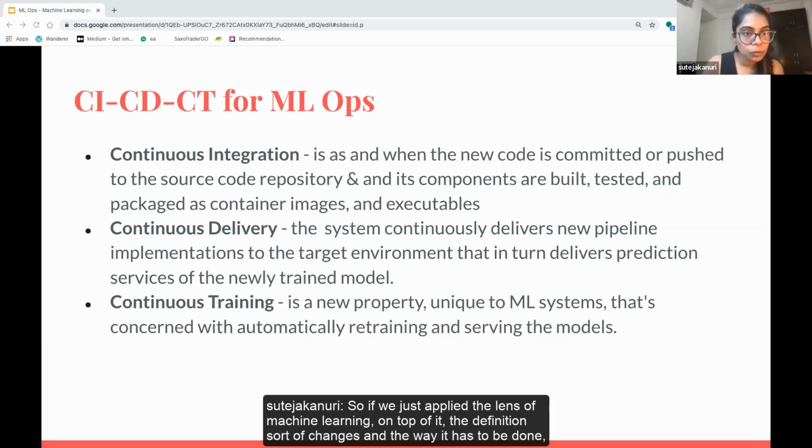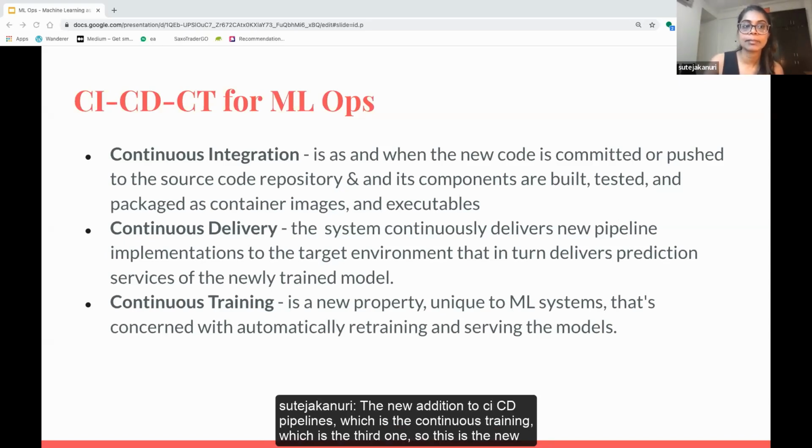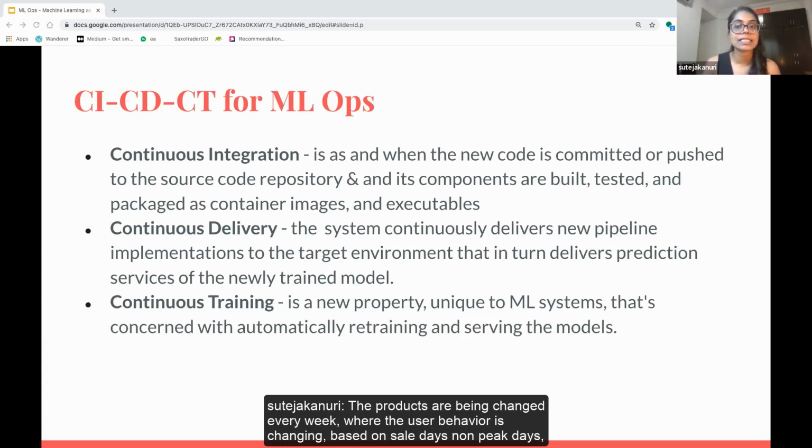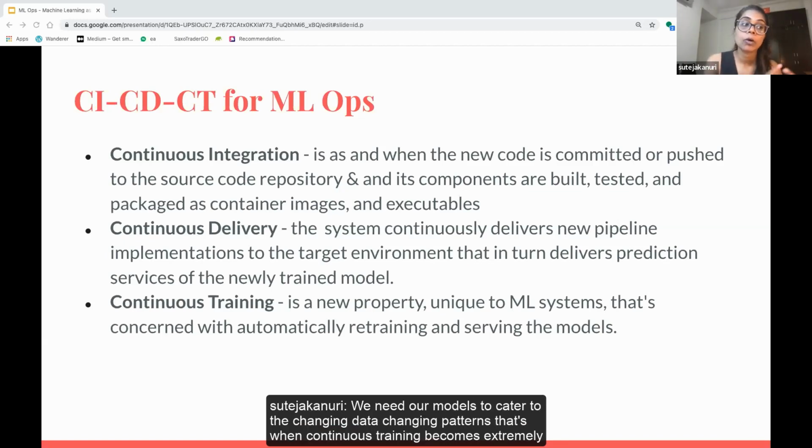So let me go through the most interesting and the new addition to CI/CD pipelines, which is continuous training, the third one. This is the new property which is solely unique to machine learning systems. It is concerned with automatically retraining and serving the models. We have to continuously retrain the models, right? Because if it's an e-commerce industry where the products are being changed every week, where the user behavior is changing based on sale days, non-peak days, etc., we need our models to cater to the changing data, changing patterns. That's when continuous training becomes extremely important.